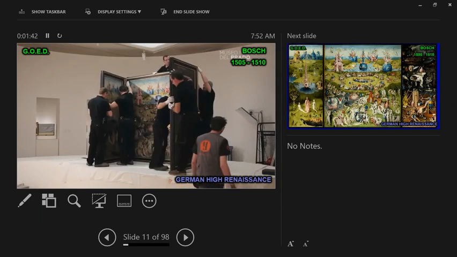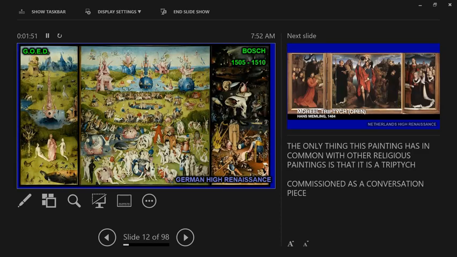From here on out, you can abbreviate Garden of Earthly Delights as GOED. Another picture showing you the size of the artwork. This is an incredibly complicated painting, but we're going to get through it rather quickly. It is a triptych, so it folds in on itself, and it has three panels. On the left, we have paradise. In the center, we have earth, and on the right, we have hell.